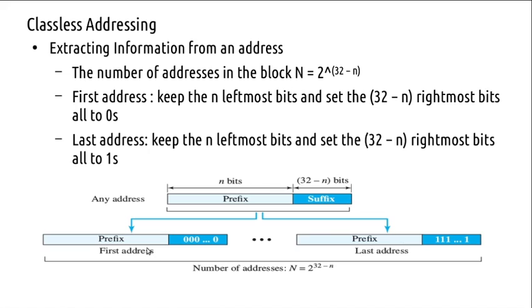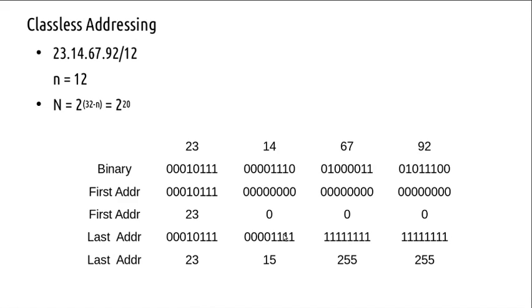To find the starting address, you keep all the prefix bits and change all the suffix bits, the rightmost bits, to zeros. For obtaining the last address, you maintain all the prefix bits and change the suffix bits to 1. So you will get the first address and the last address. Please be aware of this because we will use it in the problem. All right.